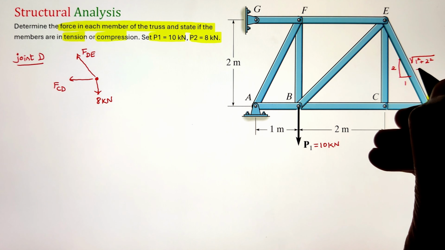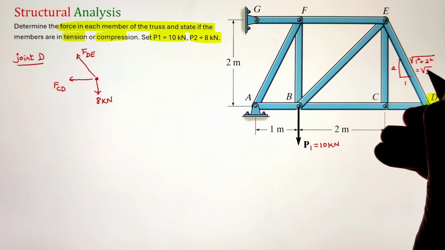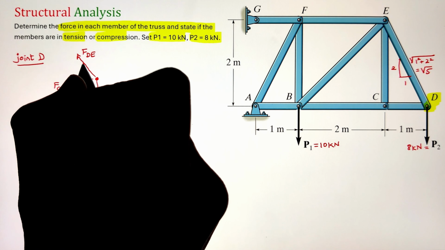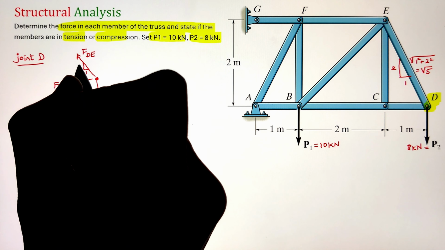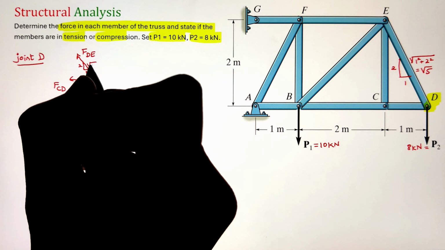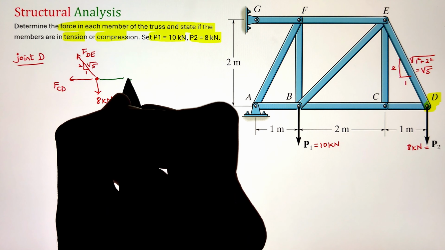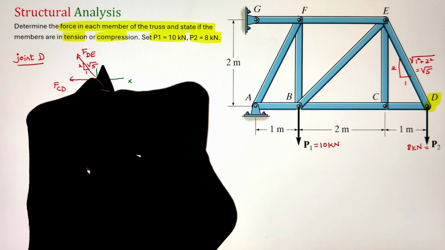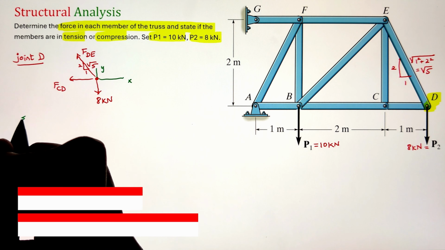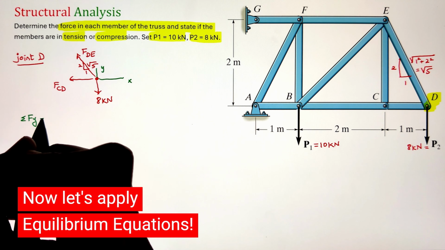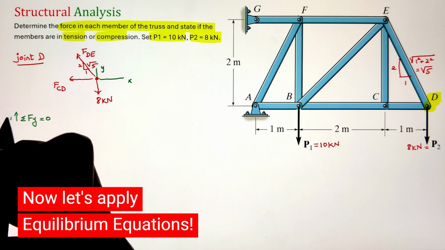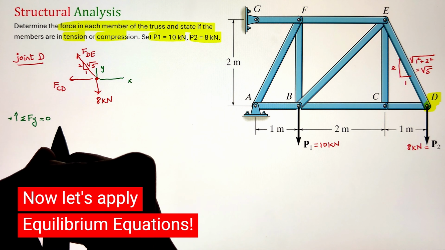We can identify these forces by figuring out the angle that DE is making first. So our dimensions of the right angle triangle are given as 1 meter from C to D, 2 meters from A to G, that is equal to C to E. We can identify the hypotenuse using our Pythagorean theorem, and that is coming as root 5.